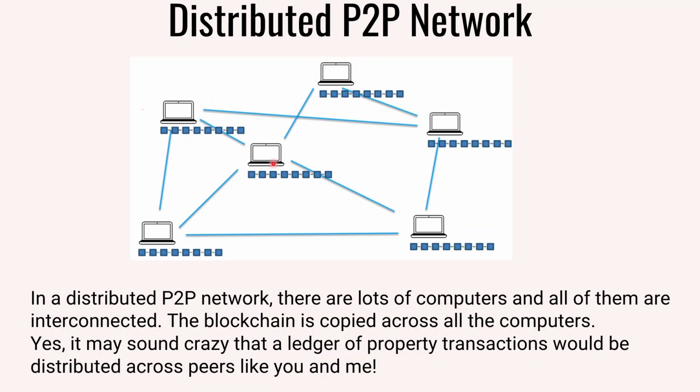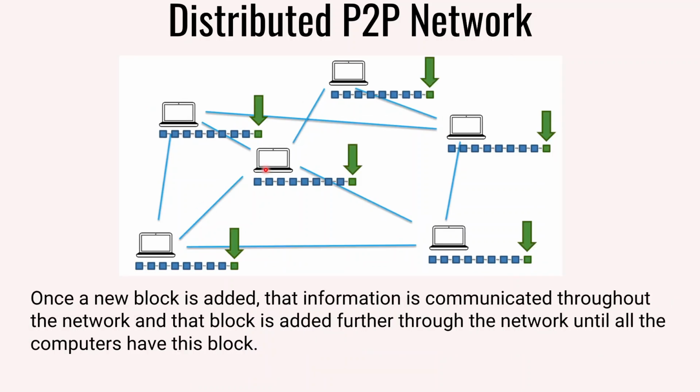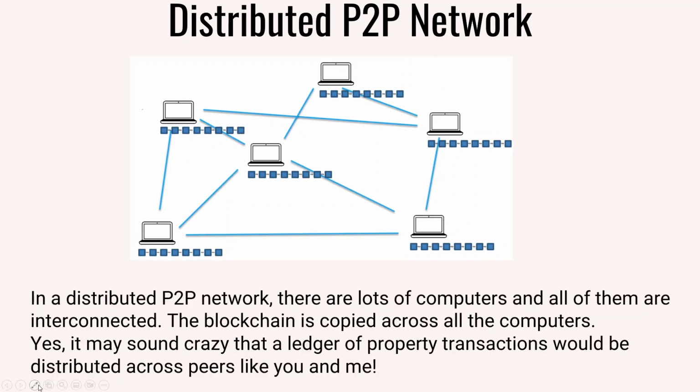Okay, so what are our key takeaways from now? That a distributed peer-to-peer network has lots of computers, and each computer is connected to each other, and the blockchain is copied across all the computers. Okay, now let's think that a computer's blockchain has a new block of its own. So let's think that here is a new block of this computer.